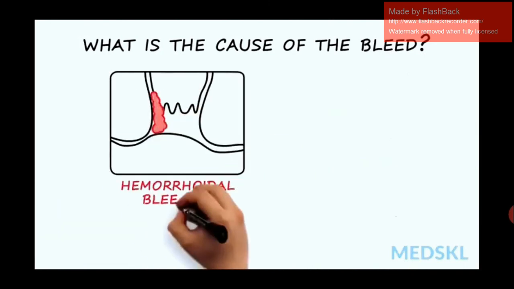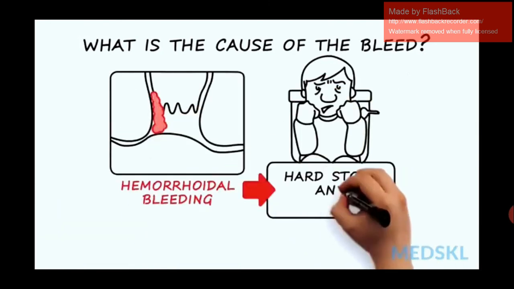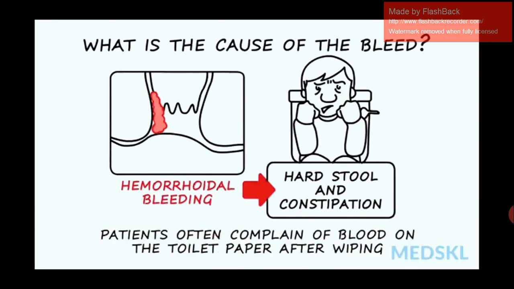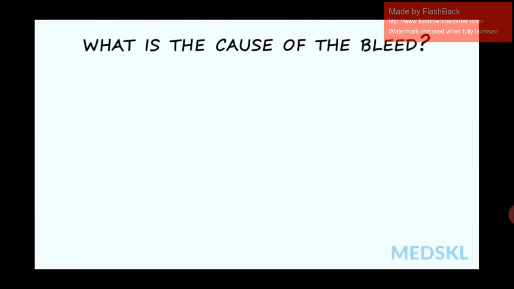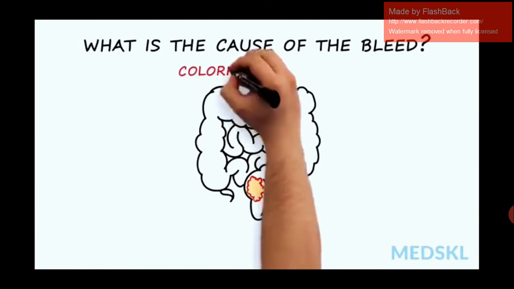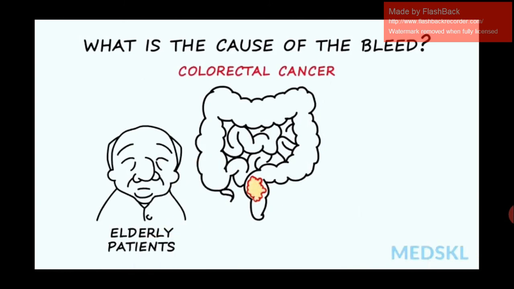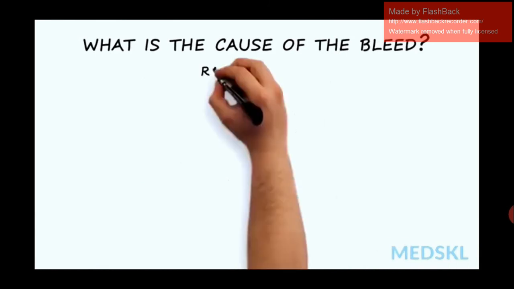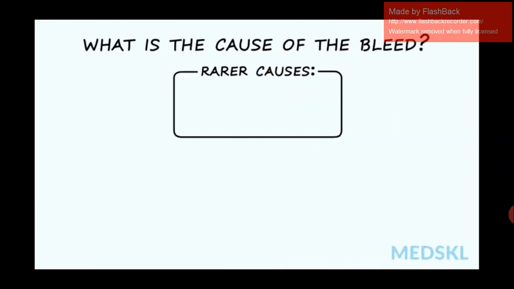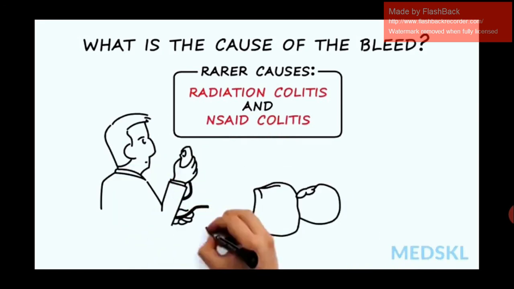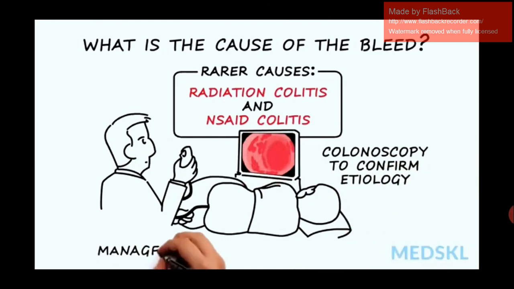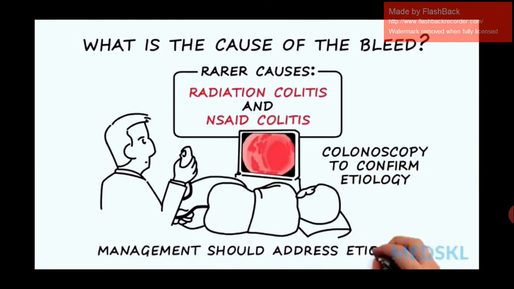Hemorrhoidal bleeding is also frequent and typically occurs with hard stools and constipation. Patients will often complain of blood on the toilet paper after wiping. Always consider the possibility of colorectal cancer, especially in elderly patients or those with a positive family history. Rarer causes of rectal bleeding include radiation colitis and NSAID colitis. Colonoscopy is often the necessary diagnostic test to confirm the etiology of lower GI bleeding, and management strategies should focus on addressing the etiology for the bleed.